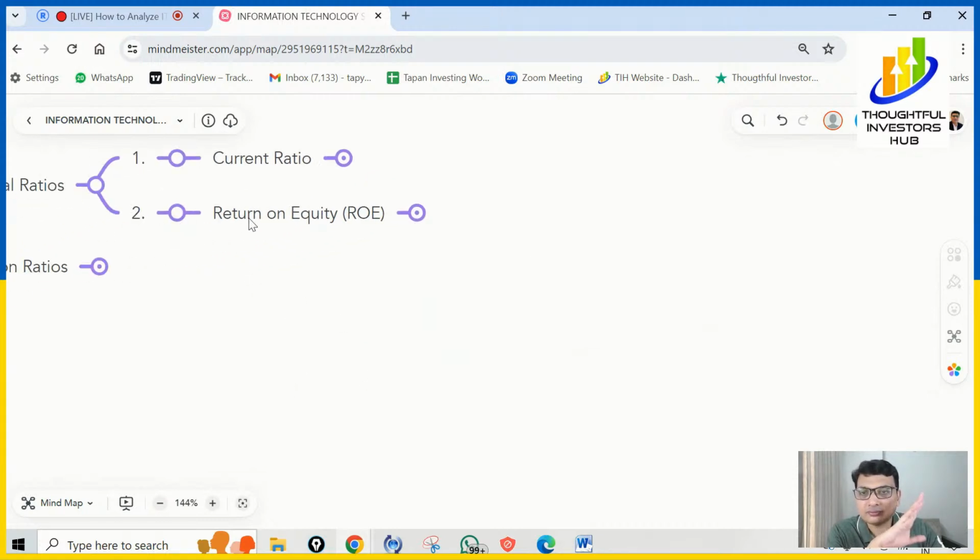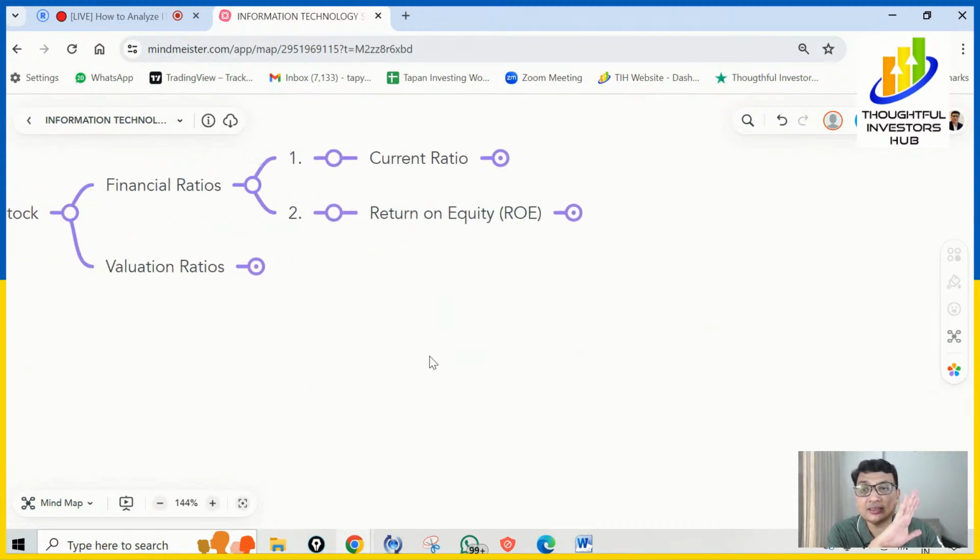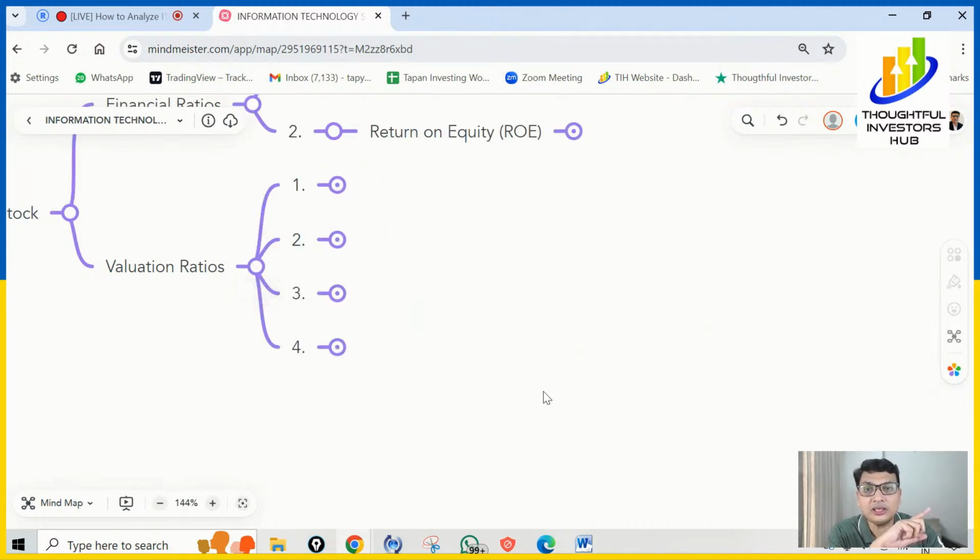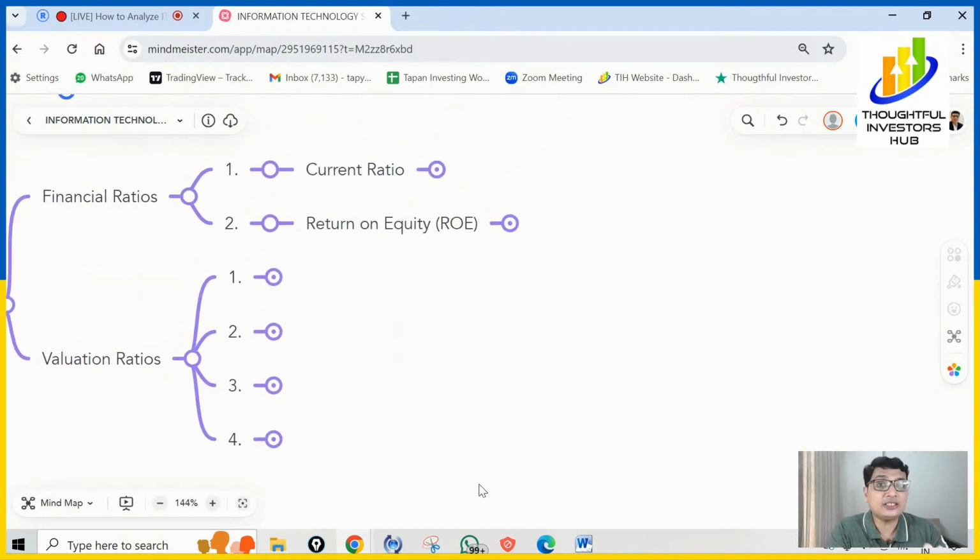Okay. So current ratio and ROE, these are the two main financial ratios. Now let us talk about the valuation ratios. I'm going to show you how to apply these in Screener also, so you will have a good understanding of it.